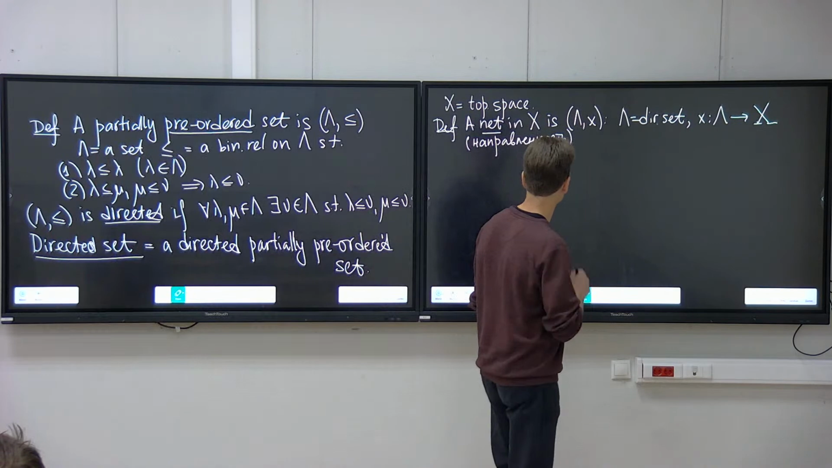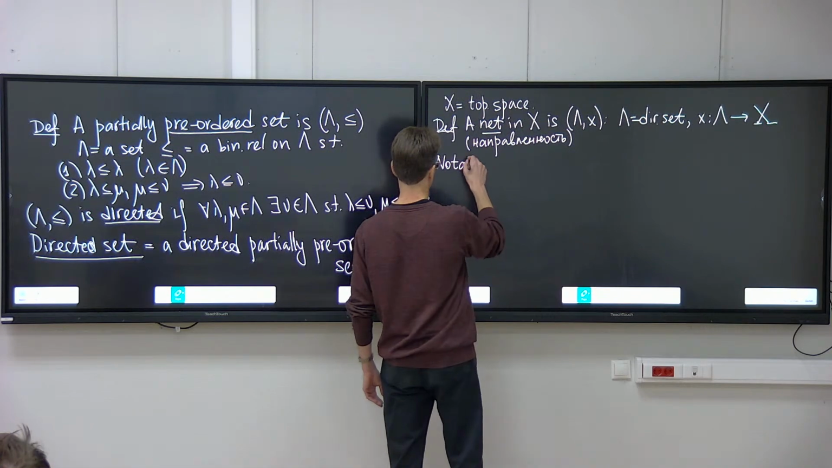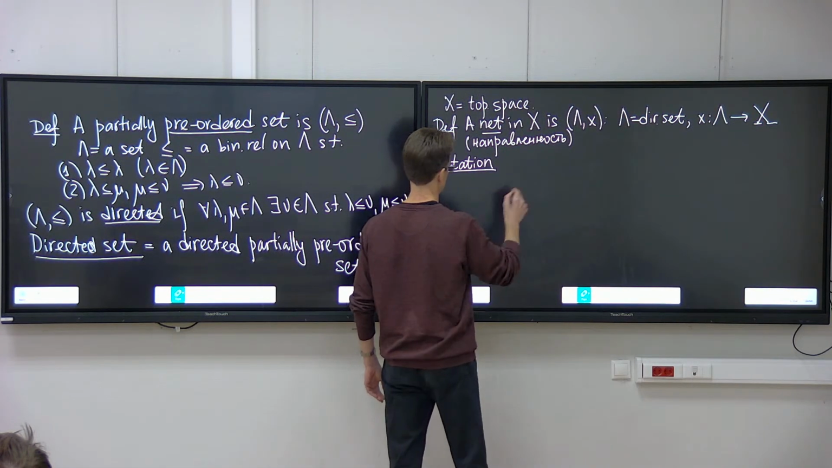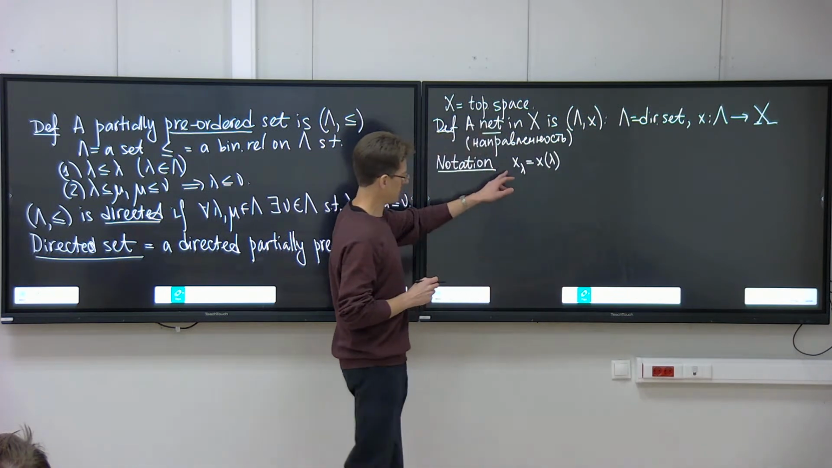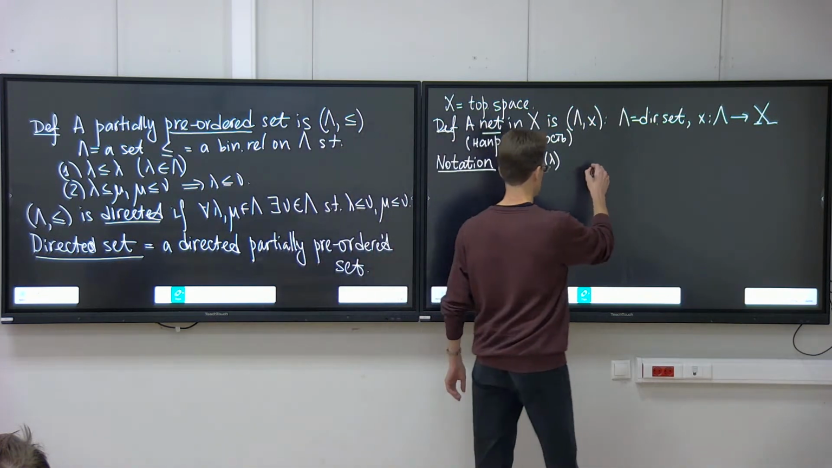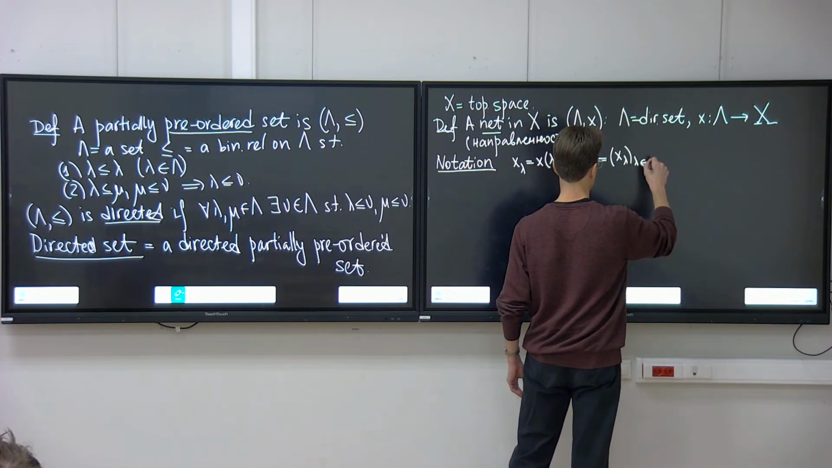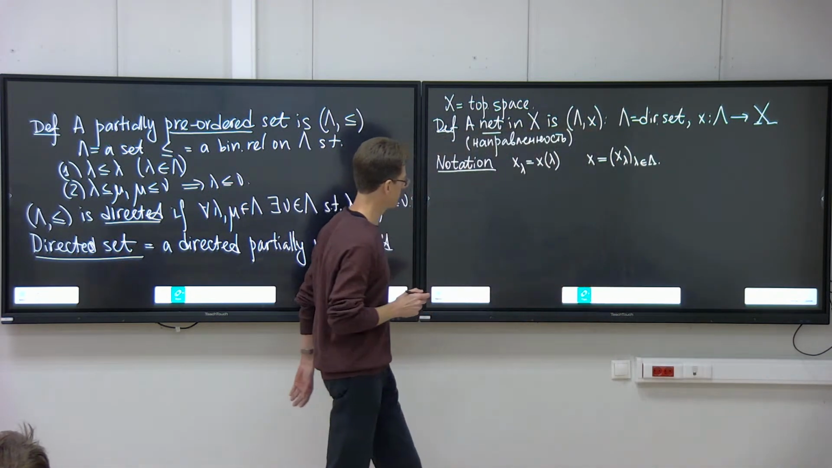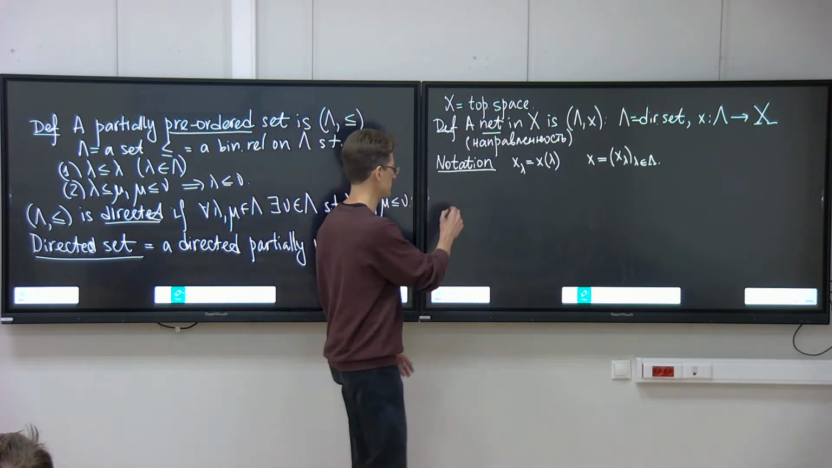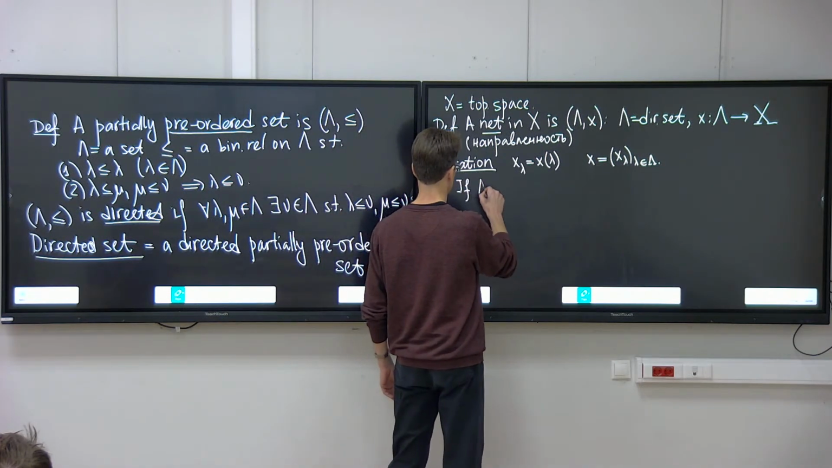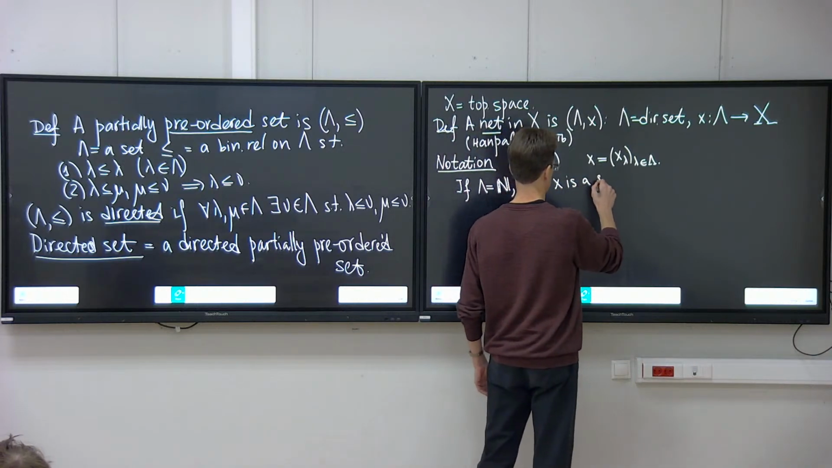Okay, so this is a net, and when we work with nets, we usually use the following simplified notation. Instead of writing x of lambda, we write just x sub lambda, and we think of a net as a family of elements of our space indexed by lambda. So in particular, if lambda is just the set of natural numbers, then x is just a sequence.